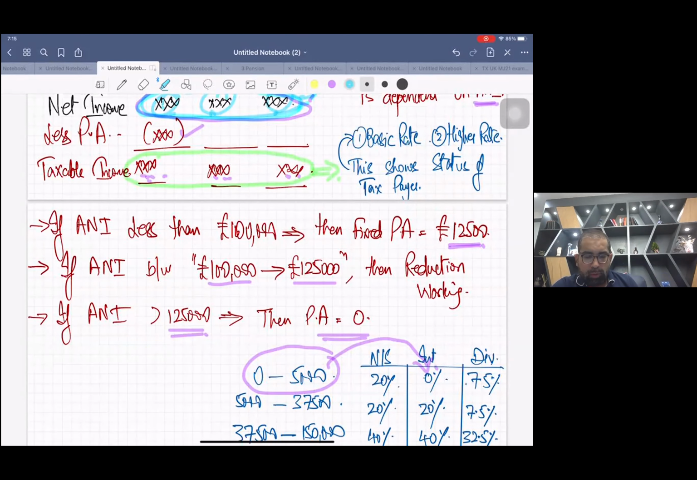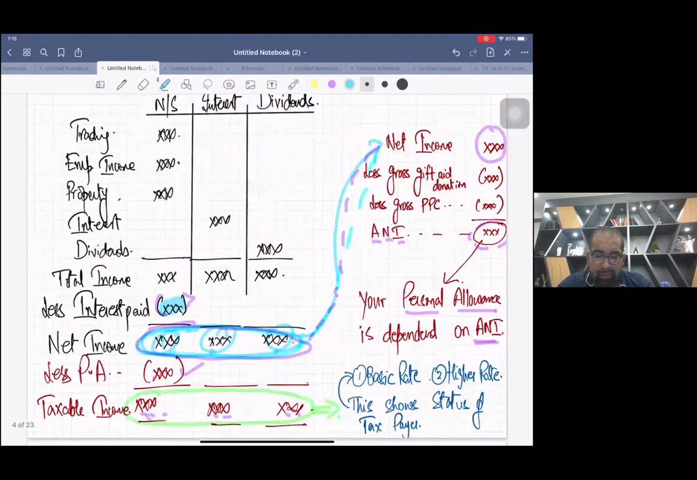Right? Okay. So three columns: total income, then net income. On net income, you'll apply the break. You'll go to the side working. Then you will calculate ANI. Through ANI, you will calculate personal allowance. And once you calculate personal allowance, you will deduct it from this column. Okay. And then you will finally get the taxable income.